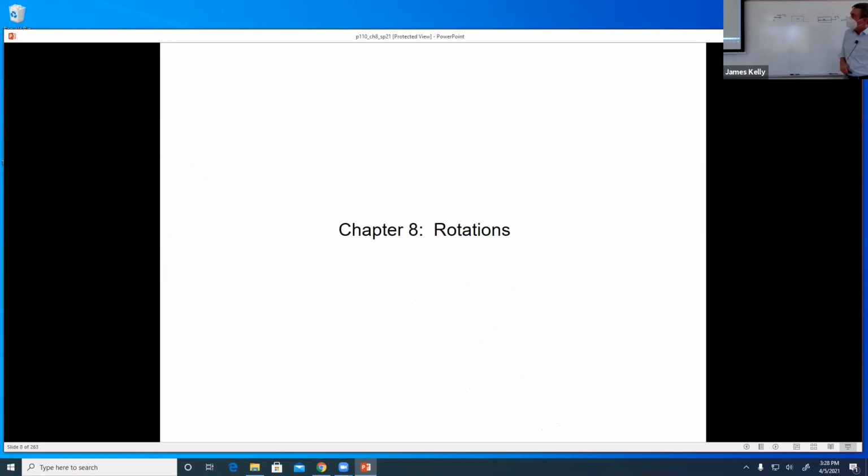Okay, let's go into chapter 8. If you haven't read it yet, that's fine. Just let it wash over you. We're just talking about some introductory stuff. It gets increasingly detailed as the chapter goes on, but we're just going to introduce new units for angle measurements now, radians, things like that.